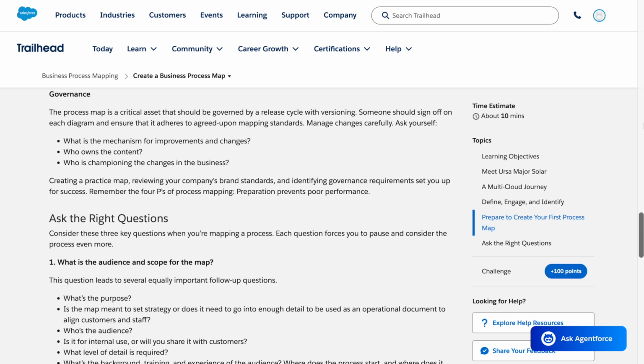Creating a practice map, reviewing your company's brand standards, and identifying governance requirements sets you up for success. Remember the 4 P's of process mapping. Preparation prevents poor performance.